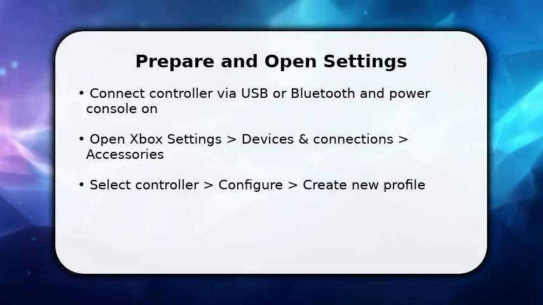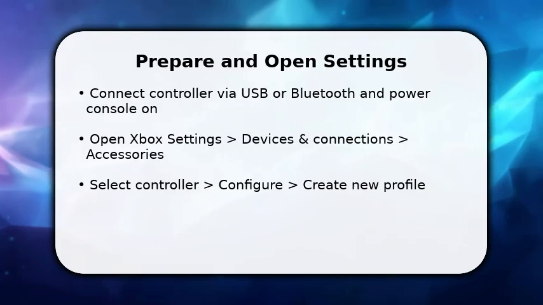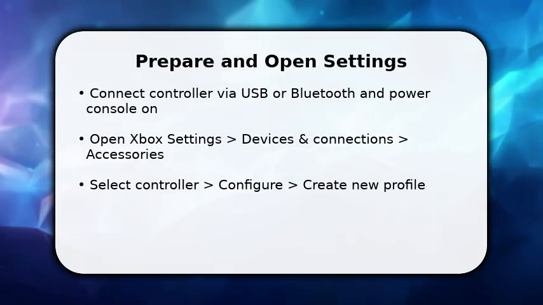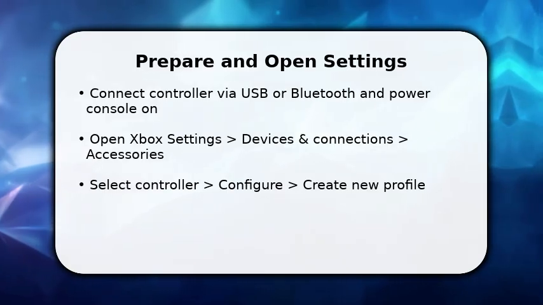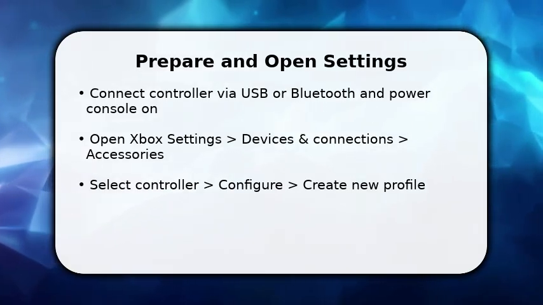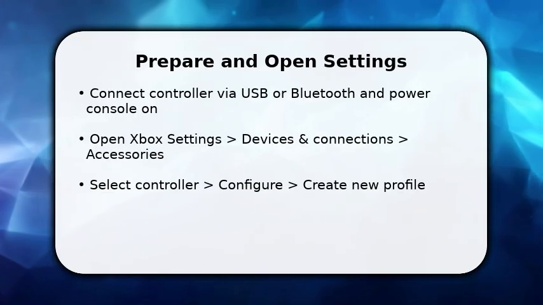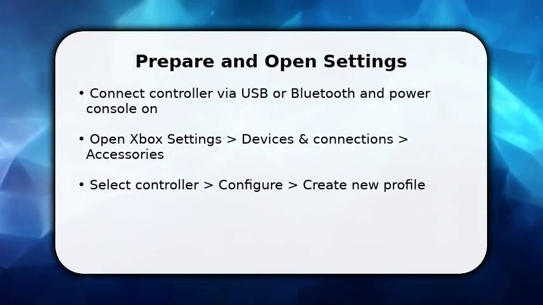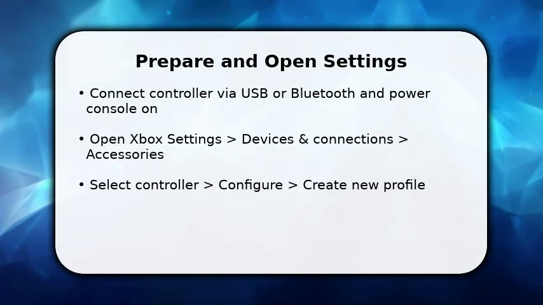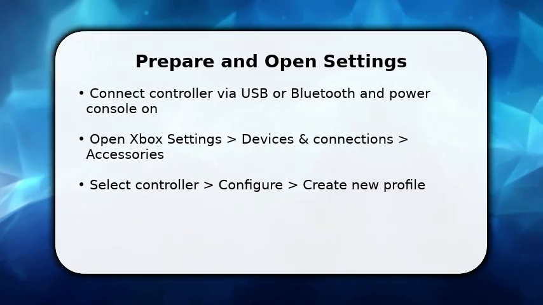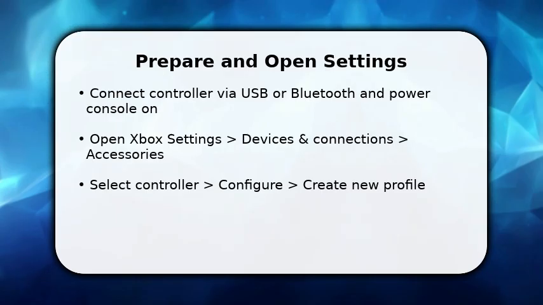You start by connecting your controller to the console and launching settings. Once done, go to Devices and Connections and open Accessories. You choose the controller you want to adjust and create a new profile so changes are reversible. Make sure you're on the latest firmware. Apply updates if prompted. This first step isolates your Deadzone changes to one profile, which is critical for testing.